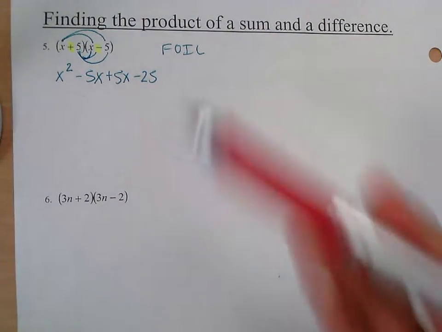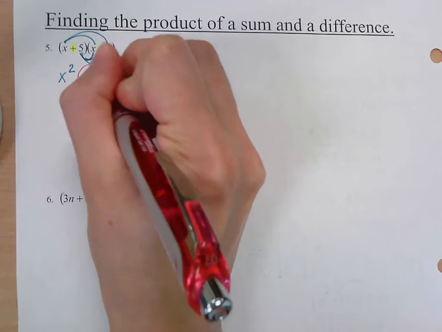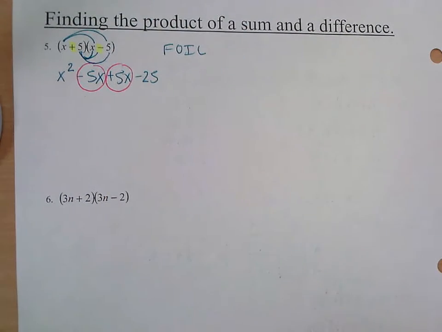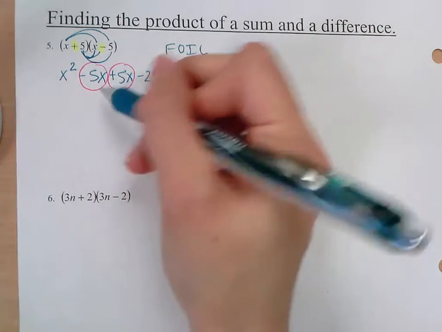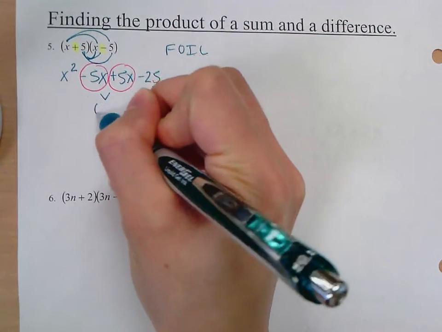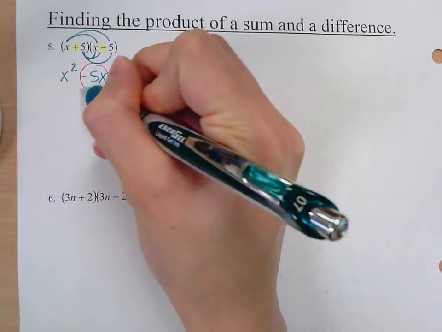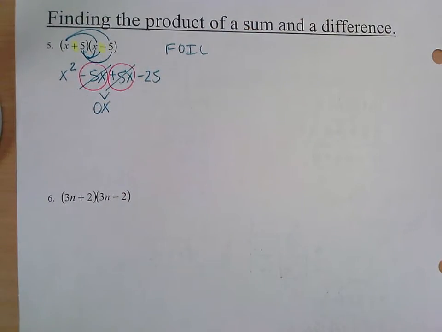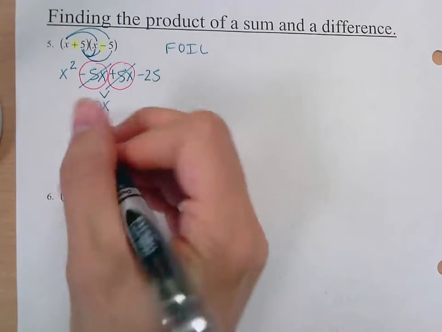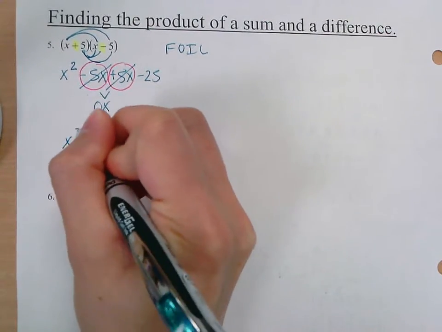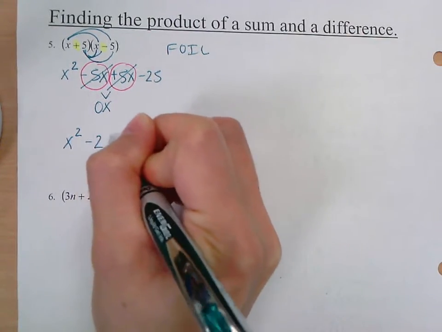You still have your like terms in the middle. What do I get if I add negative 5x and positive 5x? 0. So these together, you get 0x. What that means is they cancel each other out. You don't have to write the 0x there. So my final answer is just the x squared and the minus 25.